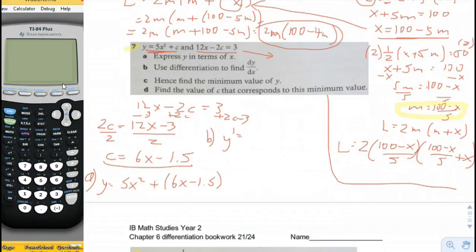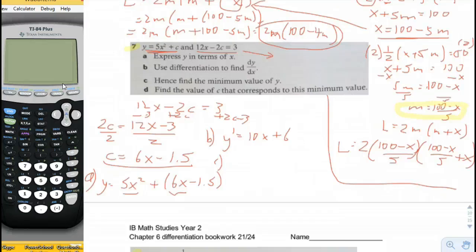y prime is equal to the derivative of 5x squared, which is 10x. The derivative of 6x is 6. The derivative of negative 1.5 is 0. Okay, so now we've already found dy dx. Hence, find the minimum value of y.